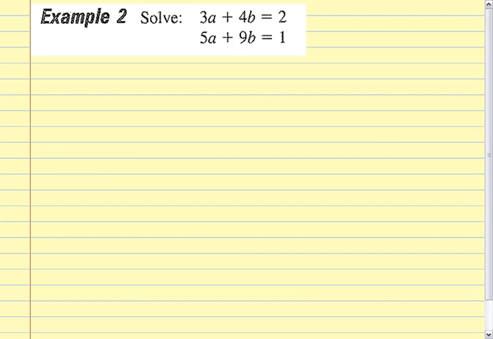Okay, well that's fine. Let's look at this first one. I don't know which one I'll do. I think I'd probably do the a's just because the numbers are smaller. And when I look at 3 and 5, I know they both go into 15, right? So I'm going to multiply this first one by 5. And I'll multiply the second one by 3.